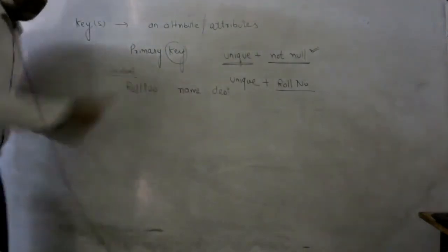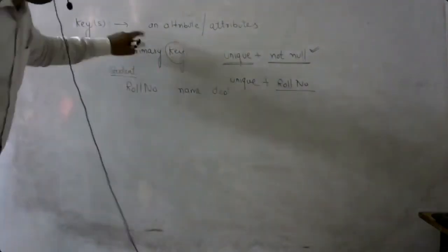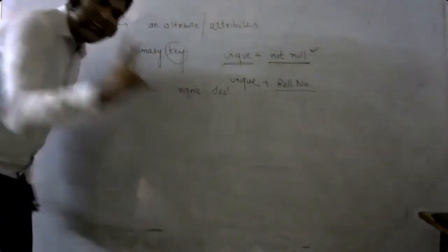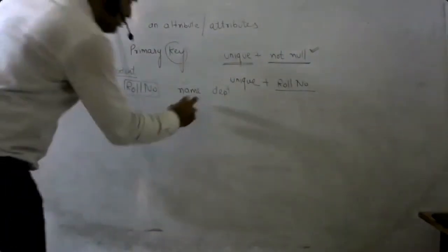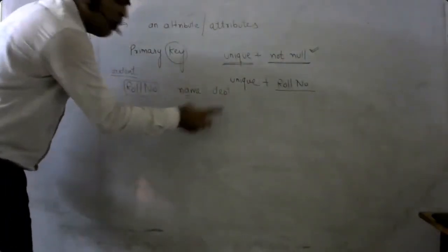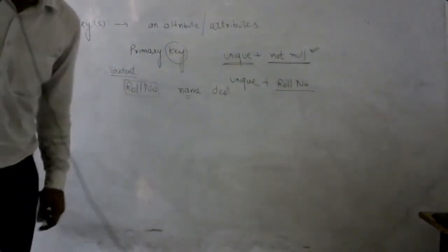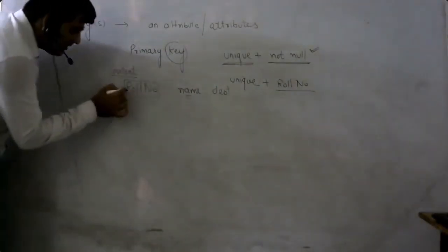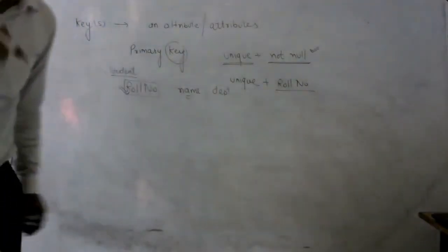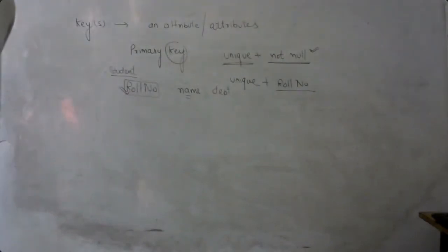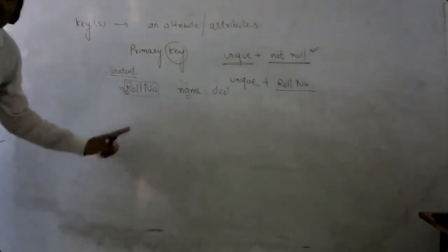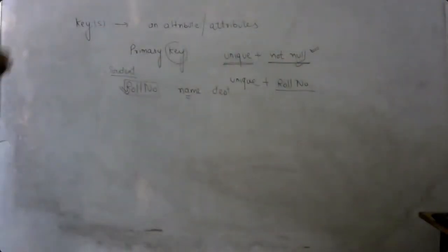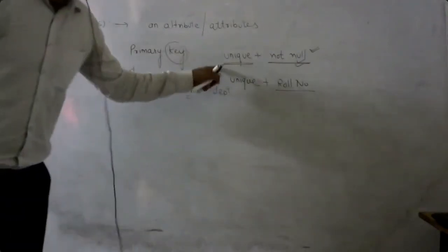So what is a primary key? A primary key is an attribute. Here, roll number is the primary key because two students can have the same name. Two or more students can have the same department, such as mechanical engineering, computer science, IT. But the roll number for each and every student will be unique. At the same time, there will be some value for the roll number; it cannot be null. That's why I have written the definition: primary key means unique as well as not null.